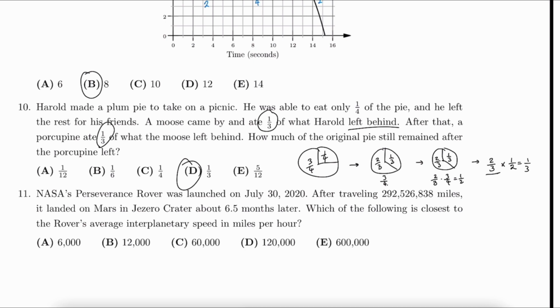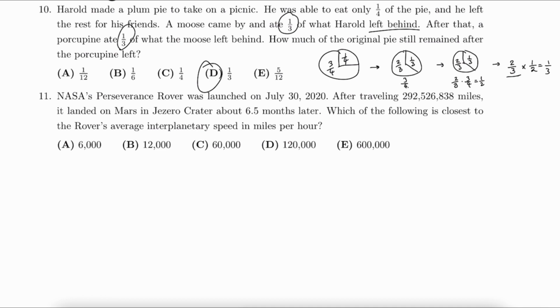All right, number 11. NASA's Perseverance rover was launched on July 30th, 2020. After traveling this many miles, it landed on Mars in Jezero crater about 6.5 months later. Which of the following is closest to the rover's average interplanetary speed in miles per hour? It just wants you to estimate something. 292,526,838 miles divided by 6.5 months.